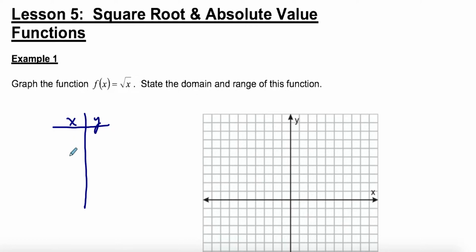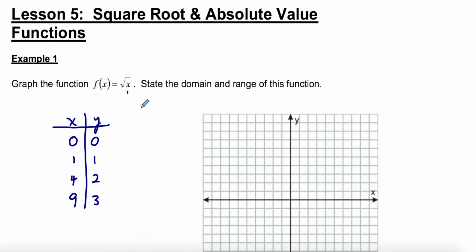So if I make a little quick table of values, remember that I can't take the square root of a negative number. So my values would maybe start at 0. And then I'm choosing some values for x that I can actually find the square root of. So if I'm subbing in 0 here, the square root of 0 is 0. The square root of 1 is 1, 2, 3. You might remember that. So this is our parent function for the square root function.